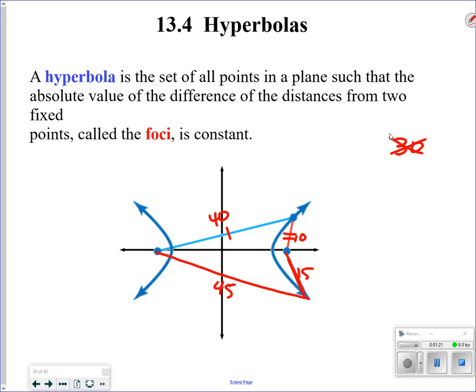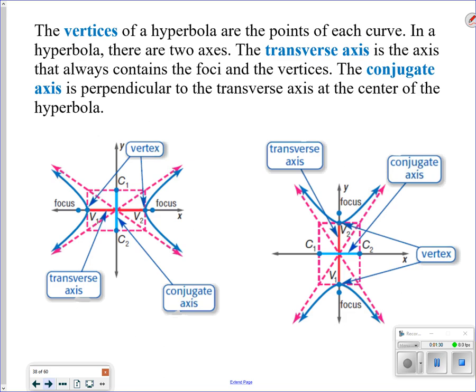Now, we still have foci points. We have that point here and that point here, which would be the two foci points. So here's what the equations would look like, and here's all the different things, and some of you are going to look at this and say, wow, there's a lot of stuff. The vertices of the hyperbola are the points of each curve in the hyperbola. There are two axes, the transverse axis and what's called the conjugate axis, which are perpendicular to each other.